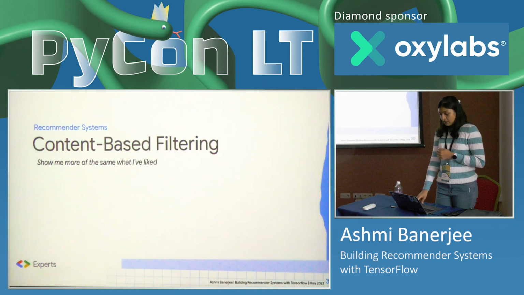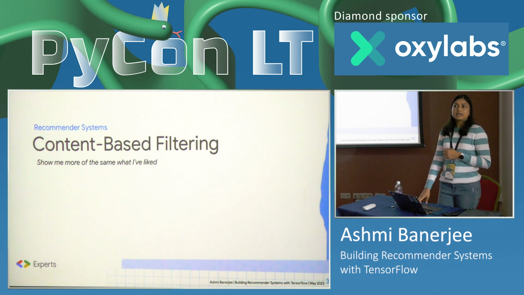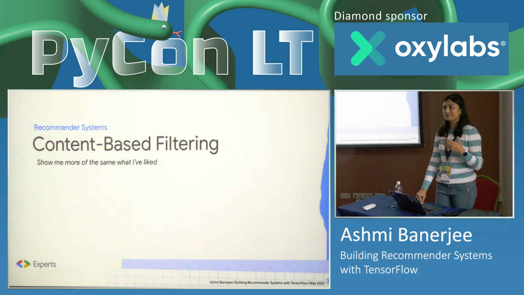So now I will quickly give you an overview of the two very basic recommender systems paradigms, content-based filtering and collaborative filtering, before we dive into the actual part.